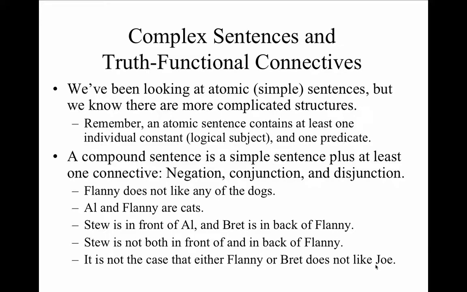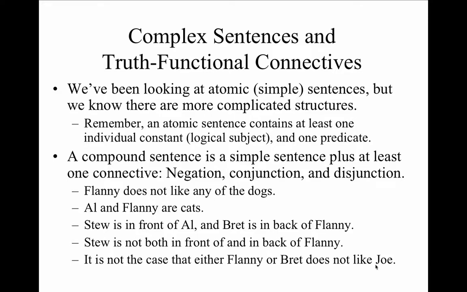So take a look at the sentences that are under the second bullet point. We have Flanny does not like any of the dogs. Al and Flanny are cats. Stu is in front of Al and Brett is in back of Flanny. Stu is not both in front of and in back of Flanny. It is not the case that either Flanny or Brett does not like Joe.